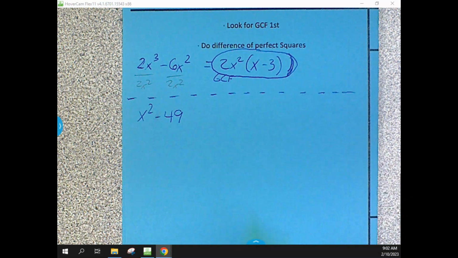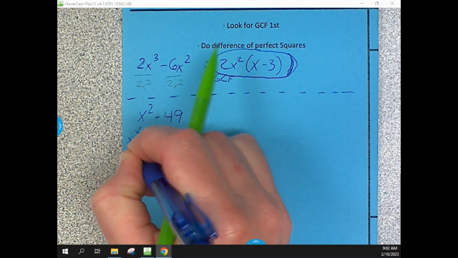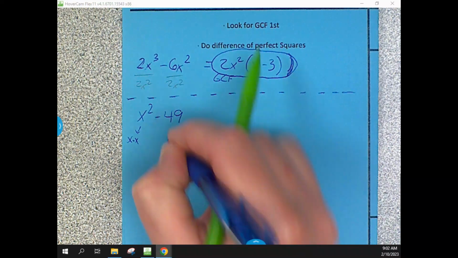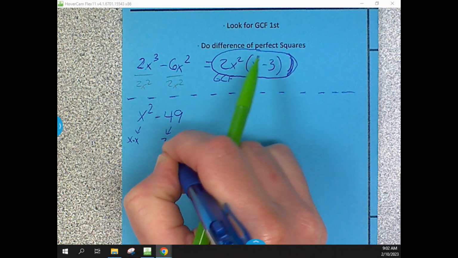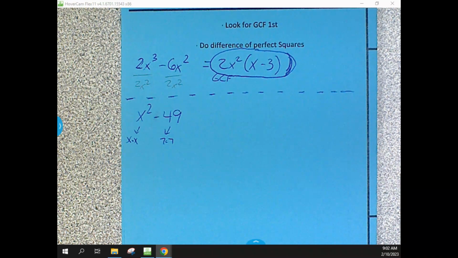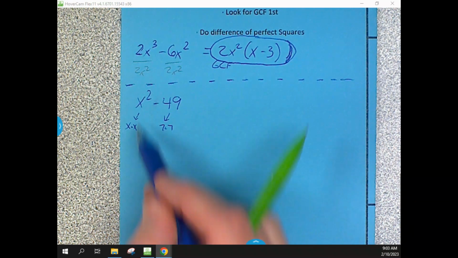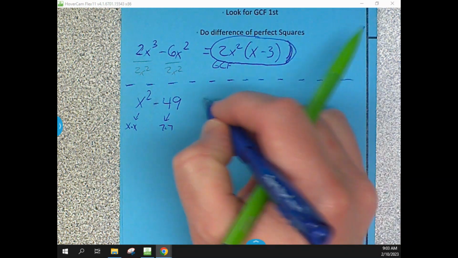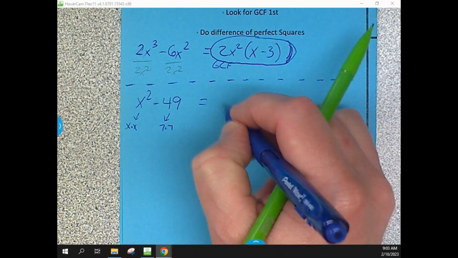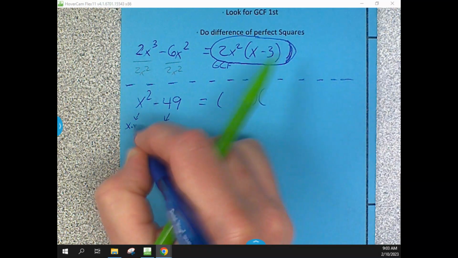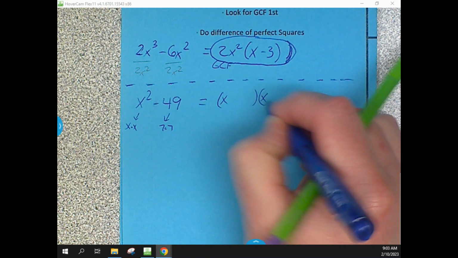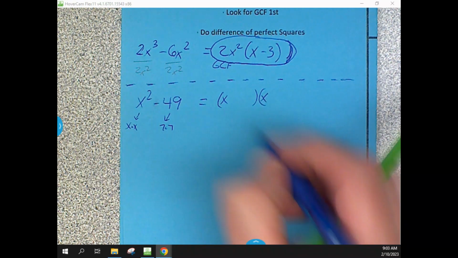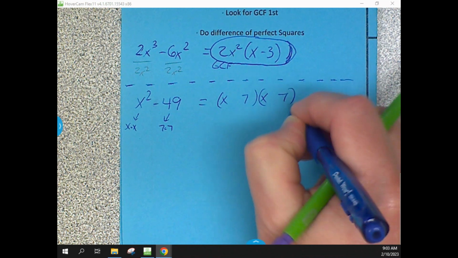If you think about what perfect square numbers are, x squared is x times x. 49 is 7 times 7, right? So as long as the numbers you get to are the same thing multiplied by itself twice, which is the perfect square part of it, then your shortcut answer is: the x that's here is going to go first in the parentheses. And then the 7 will go second.